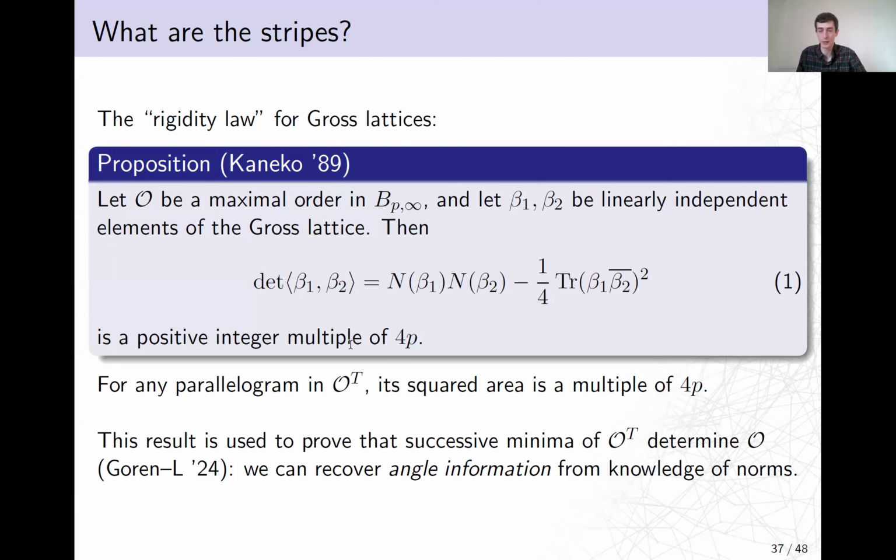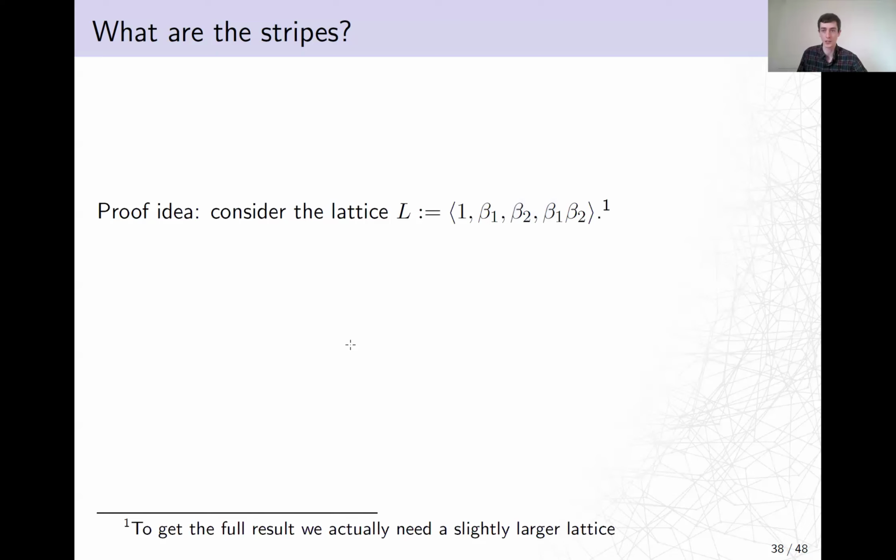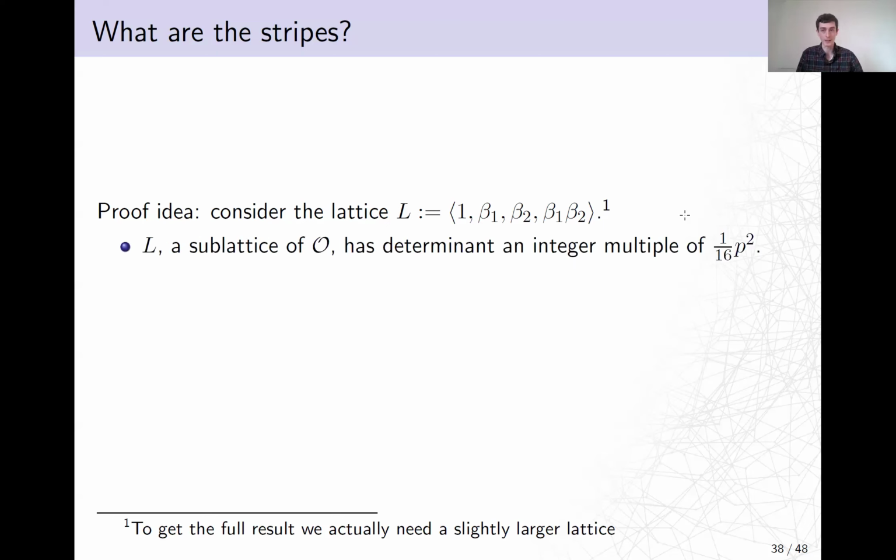Now, how do you prove this result? I won't go through the full proof. It's a fairly straightforward but tedious computation. The idea is starting with beta 1 and beta 2, you can form this lattice L, spanned by 1, beta 1, beta 2, and their product, beta 1 times beta 2. The first observation is that this is a sublattice of the full maximal order, and so its determinant must be an integer multiple of the determinant of O.